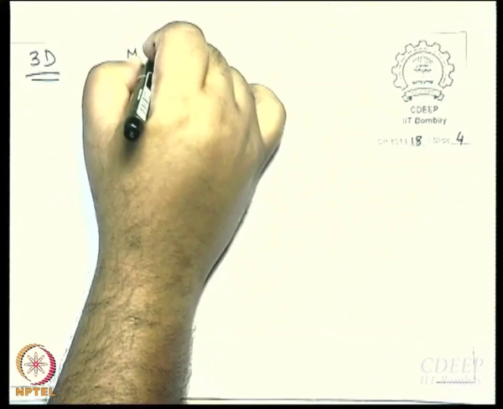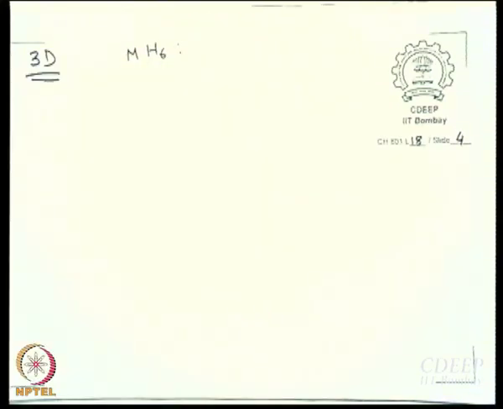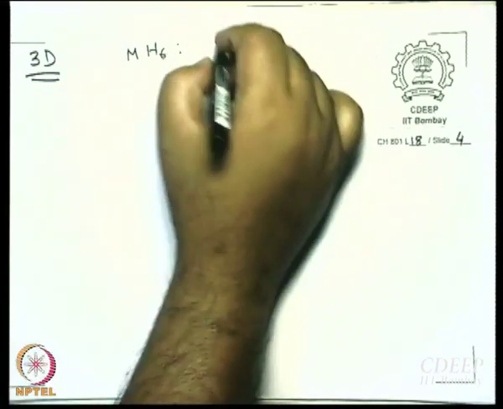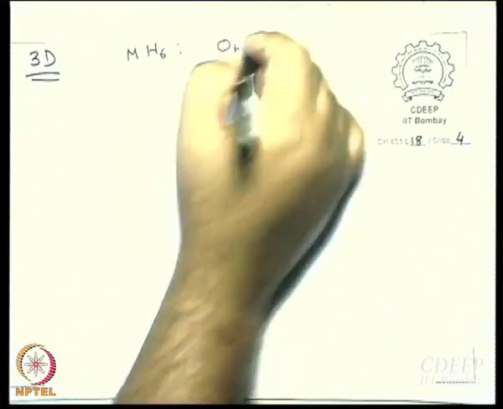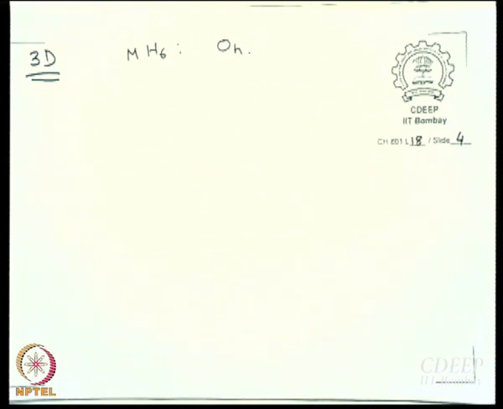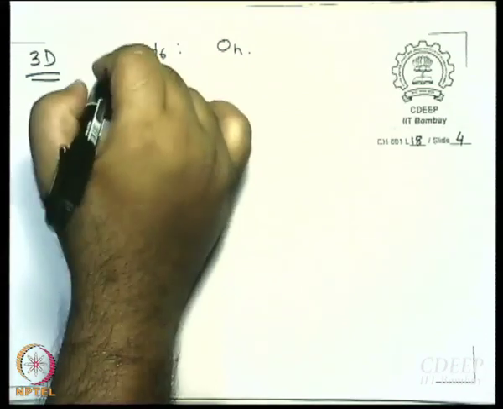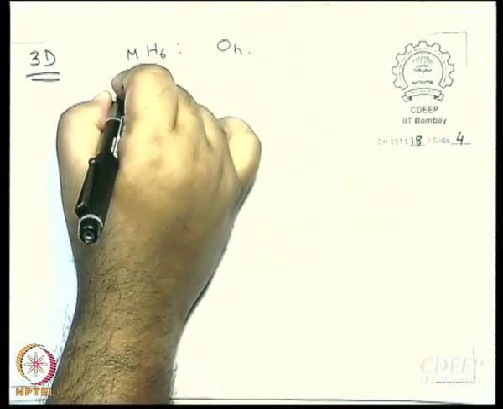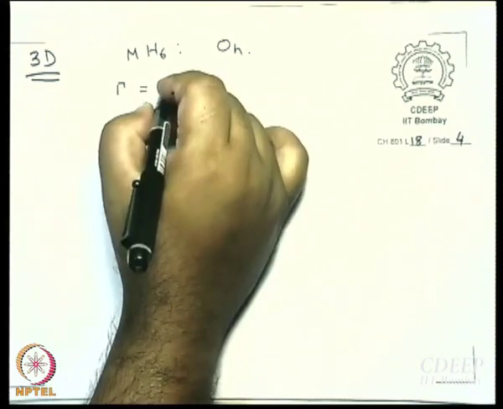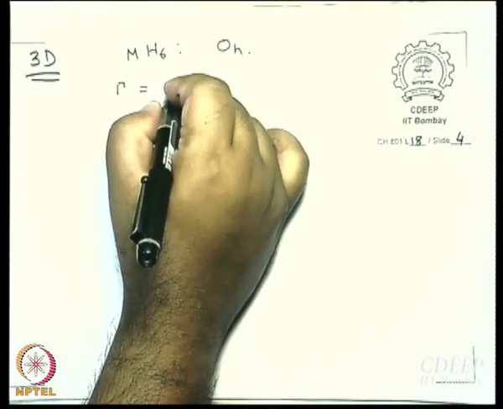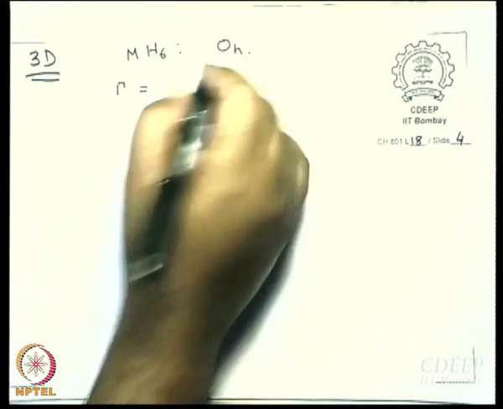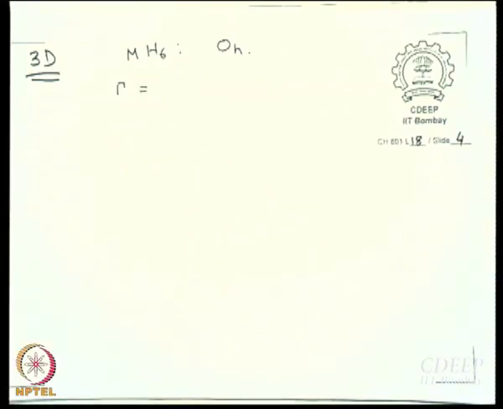So 3D IRs. Let us take MH6. What is the point group of MH6? Octahedral. How many symmetry operations are there in octahedron? 48. So let us see if we can work with fewer symmetry operations today. I will decrease your agony somewhat by giving you the answer. The gamma that you get, I am talking about this molecule.